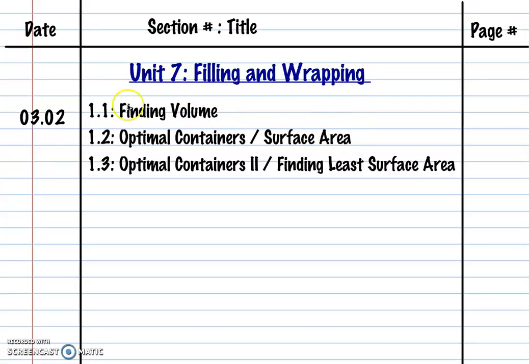We're going to do an introductory section with investigation 1.1, 1.2, and 1.3, finding volume, optimal containers, and surface area, and a continuation of finding the best containers, finding the least surface area. They all really go well together, so we kind of do them all at one time. Continue on to the page numbers that you're currently on. I don't have my notebook with me at home, so we'll fill this in according to your last page number. Just continue on to your next page.